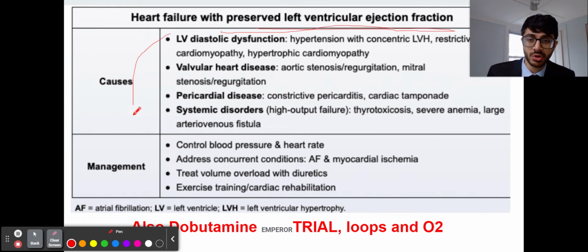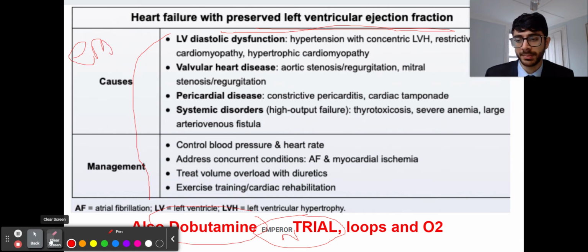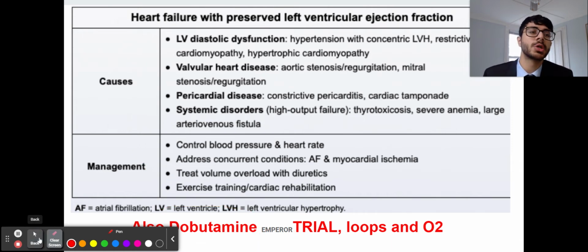I just wanted to point out that these are all the causes of preserved ejection fraction. This is very common if you look at all these causes. But we can actually treat this. We treat this with dobutamine, with empagliflozin from the EMPEROR trial. This is a really good trial in the New England Journal of Medicine if you want to read it. And loop diuretics and oxygen. So we do use drugs for this. Empagliflozin decreases mortality, so we use empagliflozin from the EMPEROR trial. We use dobutamine, loops, and oxygen. Previously it used to be taught that there are no drugs that treat this condition, but now we do have some drugs.